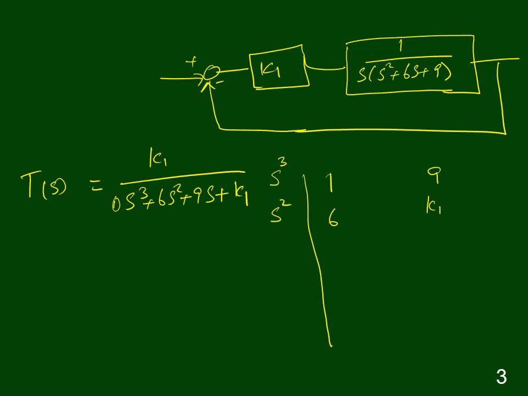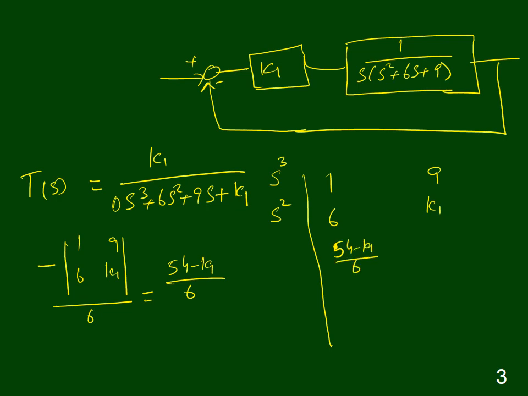Then writing the element at this place is easy for us to find out. This will be minus (1 times K1 minus 6 times 9) upon 6. After doing all this calculation, we will get (54 minus K1) upon 6. So here we write (54 minus K1) upon 6, and here definitely we will get 0. This is for s, and for s to the power 0, straight away K1 will come.